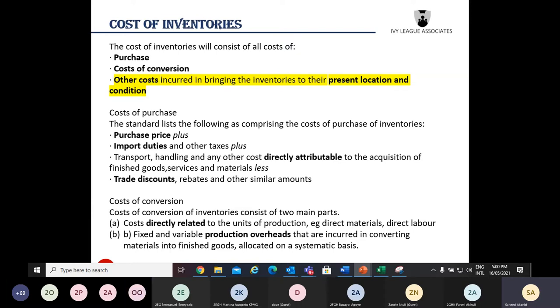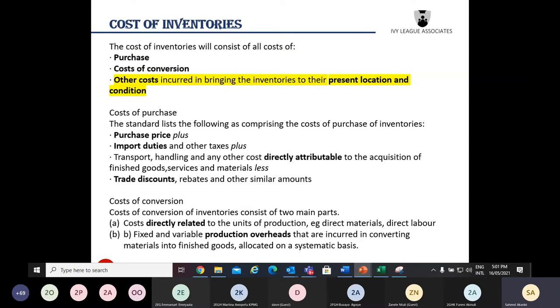For example, let me assume I'm Toyota, a manufacturing company. I manufacture Toyota cars. In my financial statements, those cars to me are inventories. That means the cost of those cars will be the cost I've incurred to manufacture those cars.